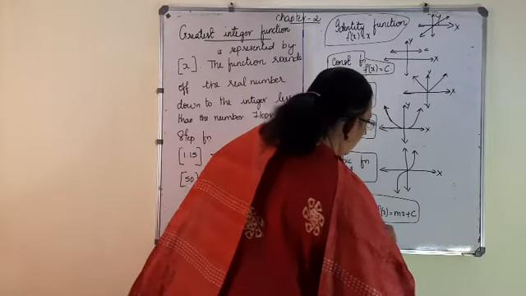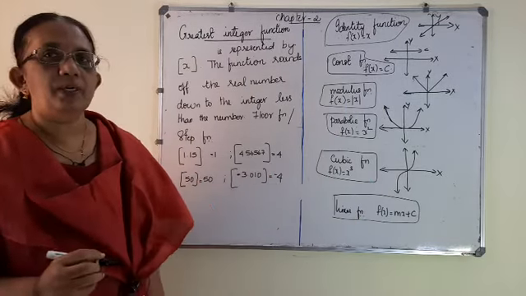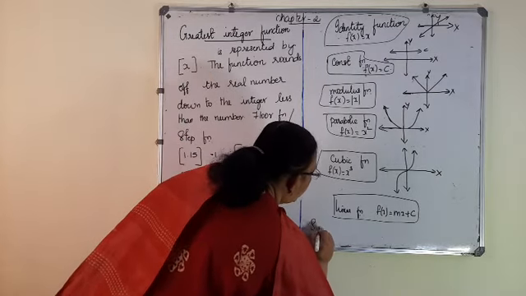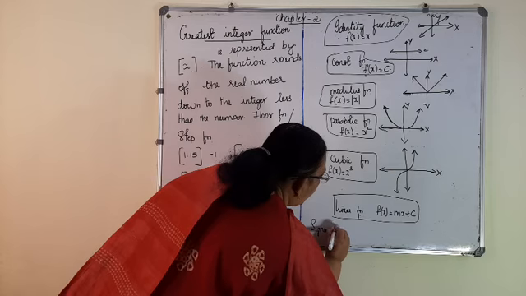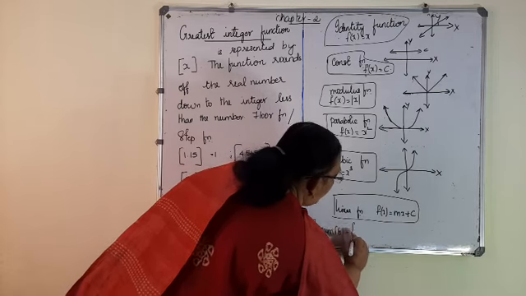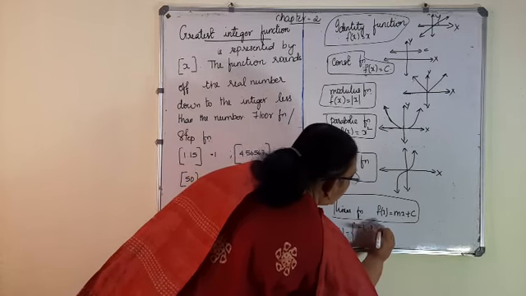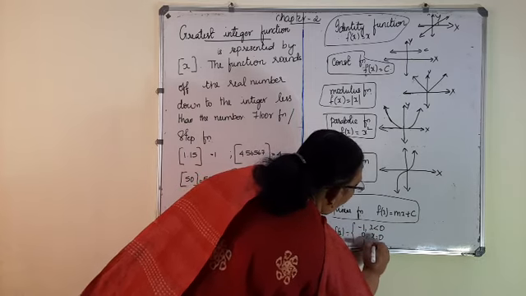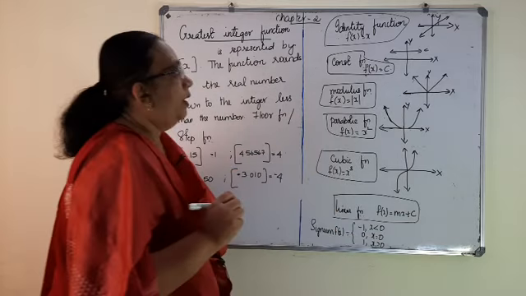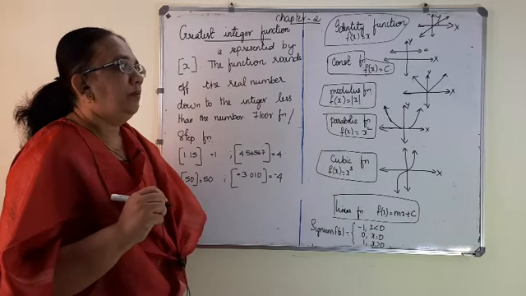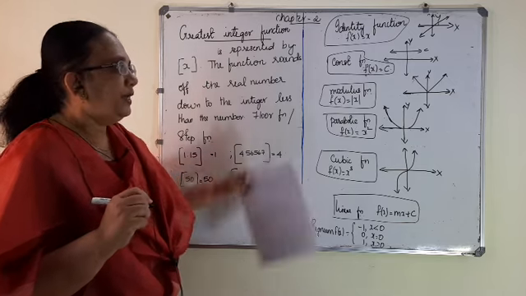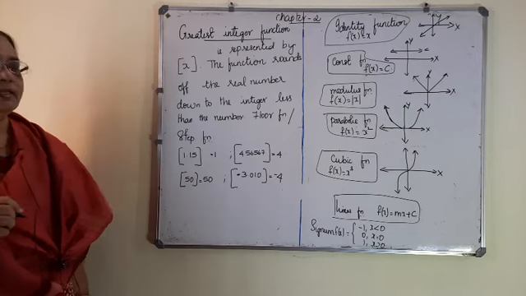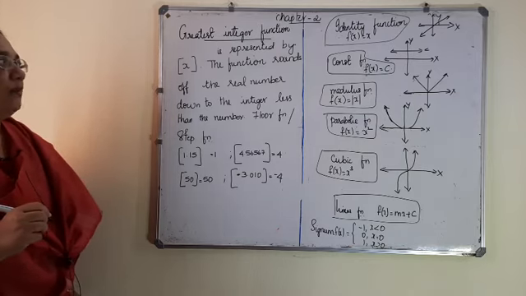Then the linear function: f of x is equal to mx plus c. And the last one we studied is the signum function: f of x is equal to minus 1 if x is less than 0, 0 if x is equal to 0, and 1 if x is greater than 0. We have also seen the domain and range of each function. Now the last one we are going to study is the greatest integer function.